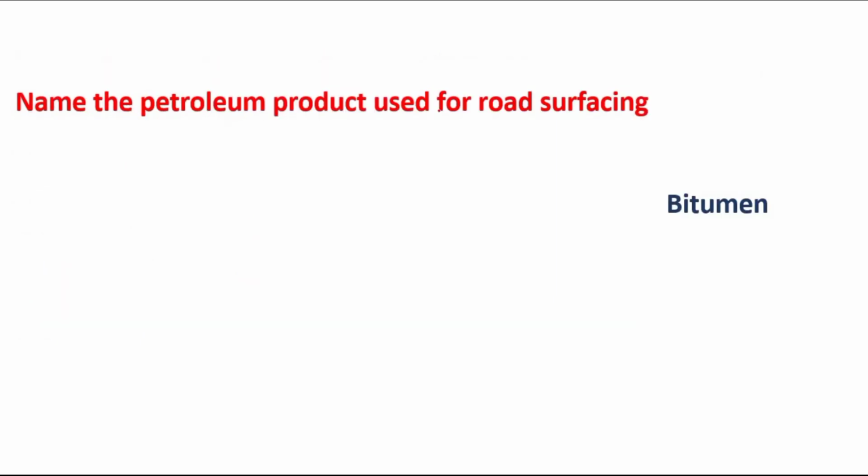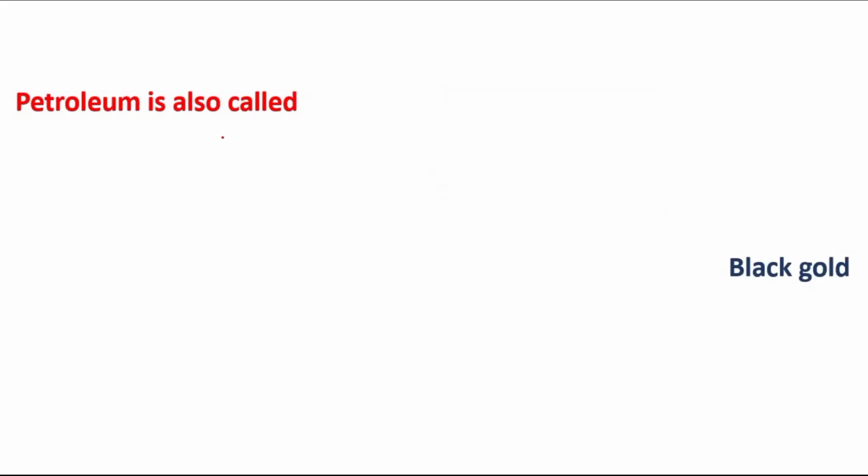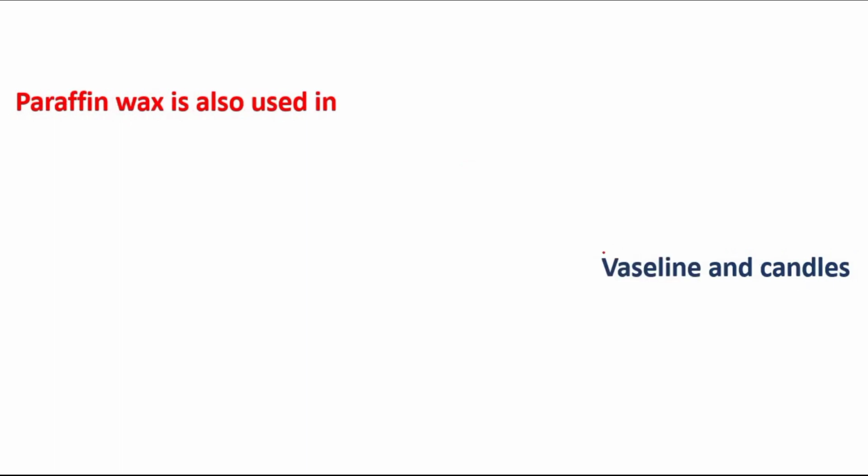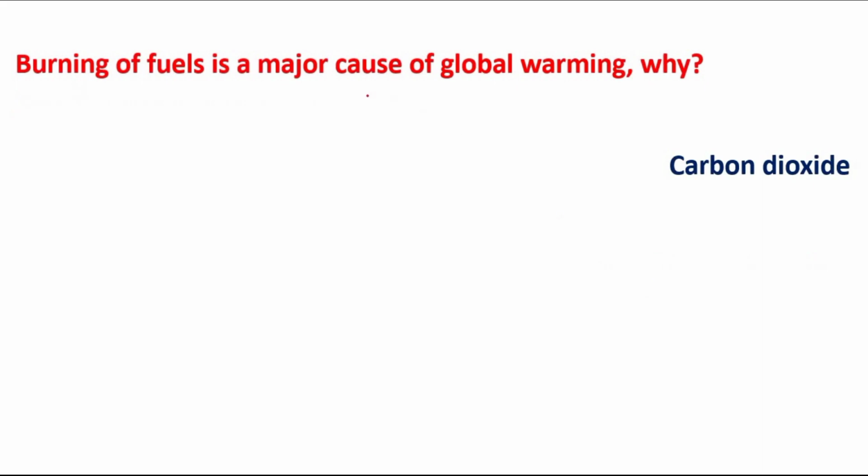Name the petroleum product used for road surfacing. The answer is bitumen, which is a petroleum product used for road surfacing. Petroleum is also called black gold. Paraffin wax is also used in Vaseline and candles.